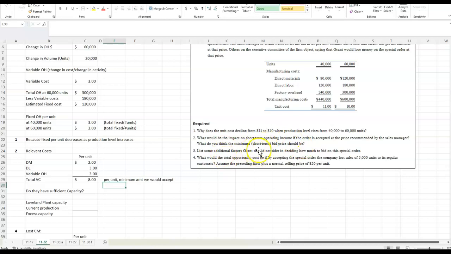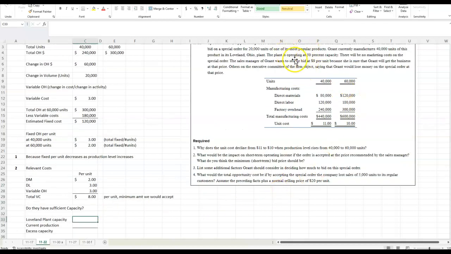These other factors. So really, do they have sufficient capacity? Make sure there's sufficient capacity. Let's take a look at sufficient capacity. It says the plant is operating at 50% capacity.